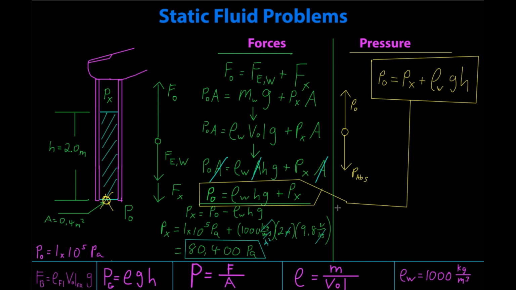Once you get to that point, it's just a game of solving for what you were looking for. Here, we were looking for pressure X, which is pretty common. They could also give you pressure X and ask, how high is the water column? It doesn't matter. Once you get to this point, it's just a game of, okay, what do I have and what am I missing? And this also explains why that water column doesn't go anywhere.